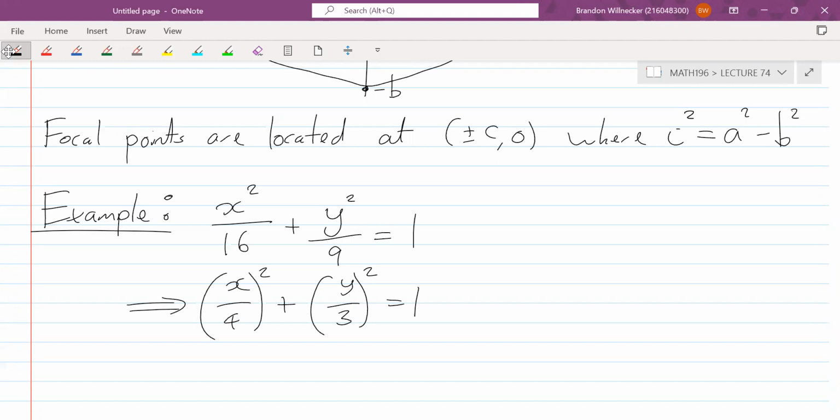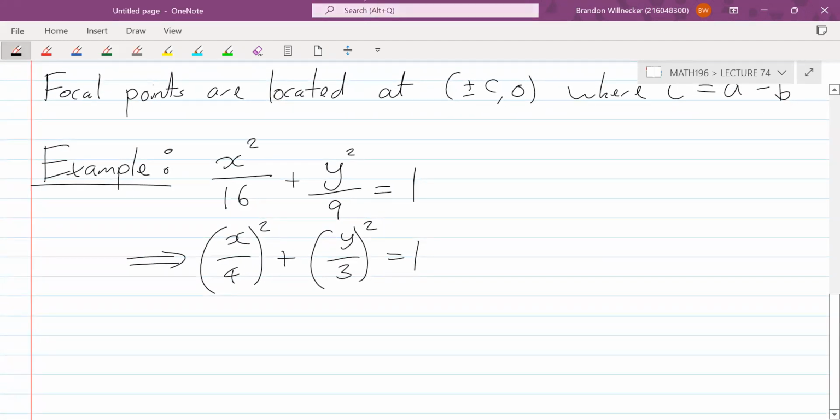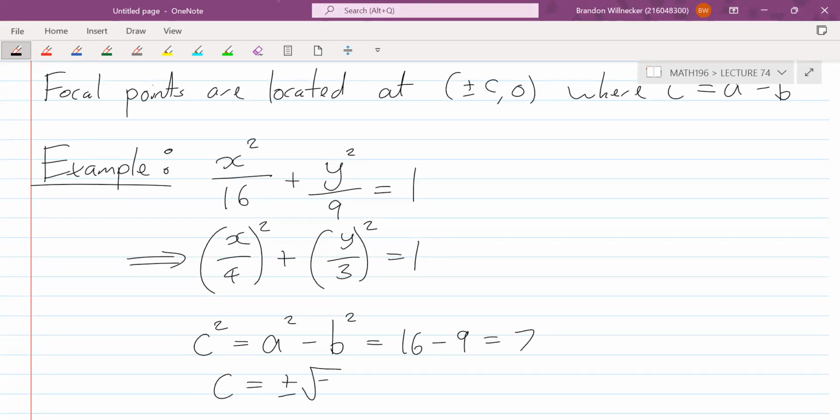And what about the focal points? That's going to be c squared is equal to a squared minus b squared. So that's going to be 16 minus 9, which is 7. So we know that c is going to be plus or minus root 7. We've got the values of a, b, and c, and we can use that to then sketch this ellipse.